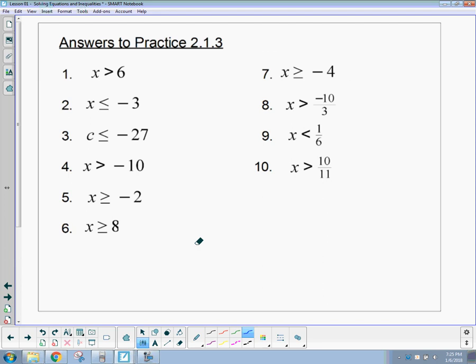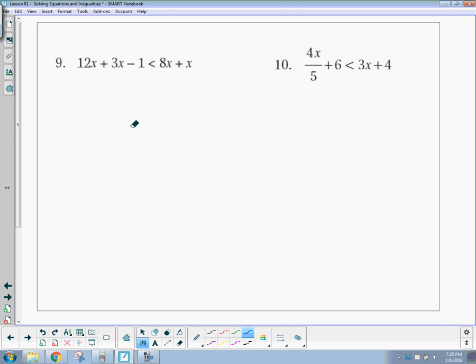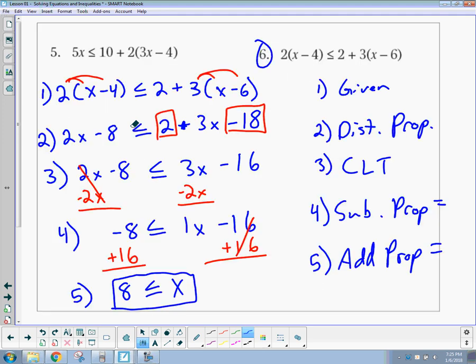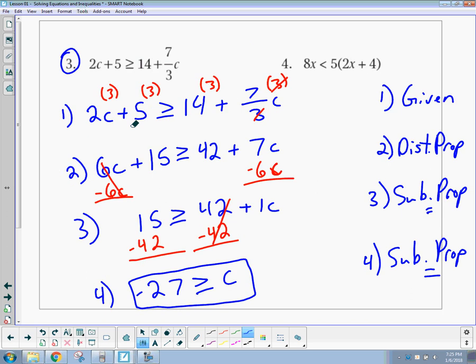Alright. Oh, notice. Wait a minute. Did I get that wrong? C less than negative 27. Did we do 3? Oh, yeah. I just wrote it backwards. Pay attention. Remember what I said? C is less than negative 27? C is still less than, well, because it's pointing to the C. Do y'all see that? It's negative 27, but see how it's pointing to the C?